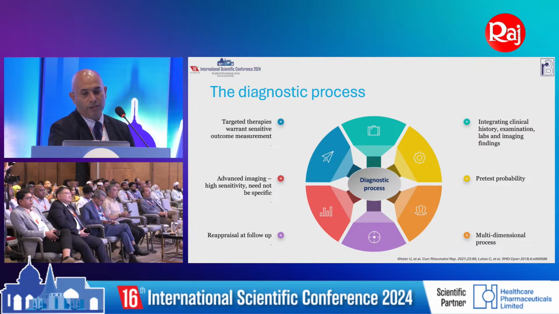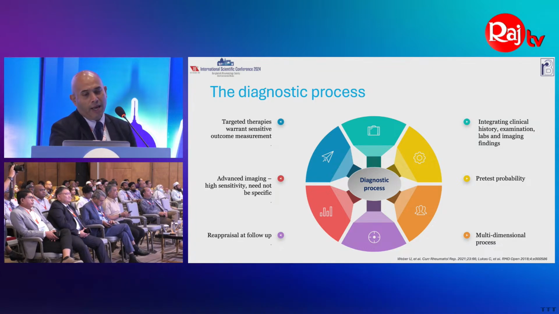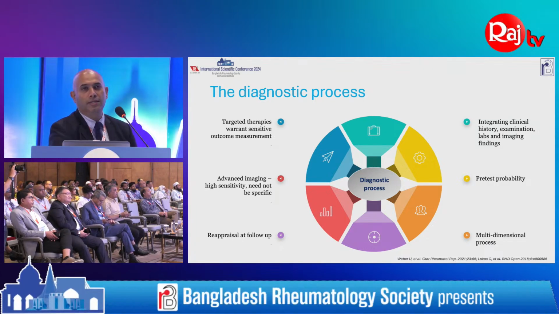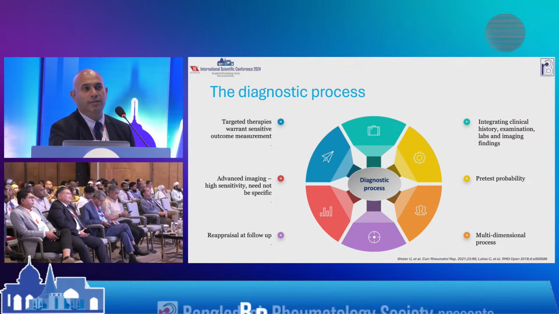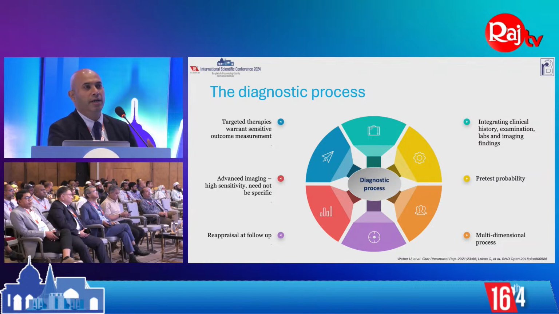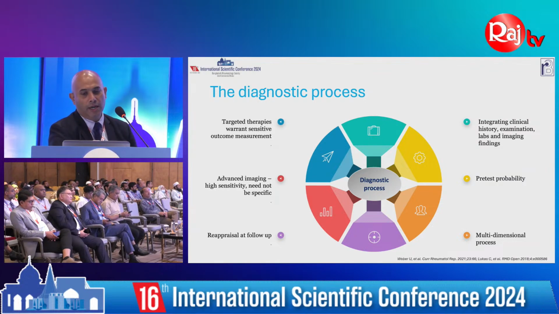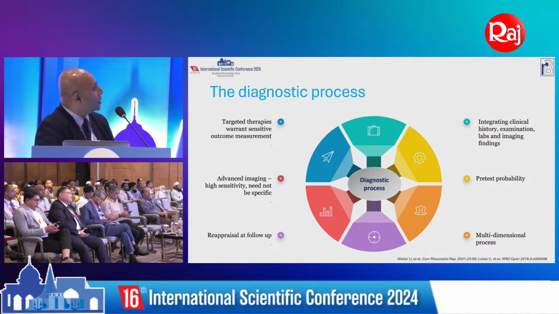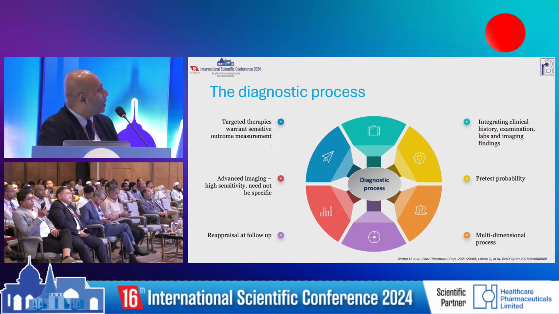Now if you look at the diagnostic process, it's a bit different as compared to maybe rheumatoid arthritis, where you have rheumatoid factor, you have a couple of imaging, and you pretty much get close to the diagnosis. But here what happens is you start right on top over here.